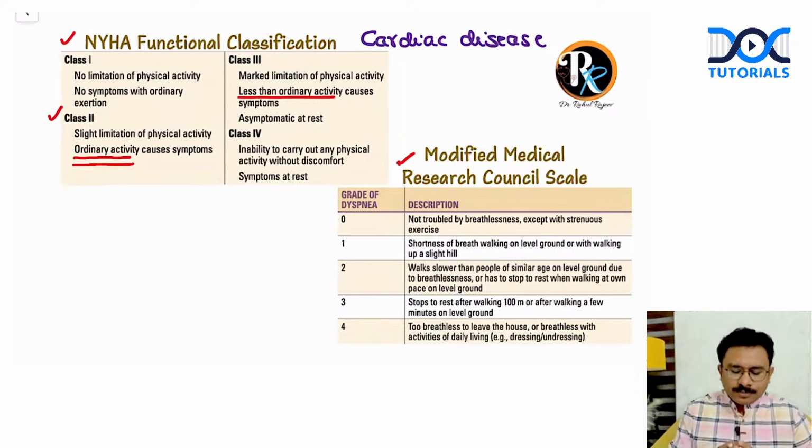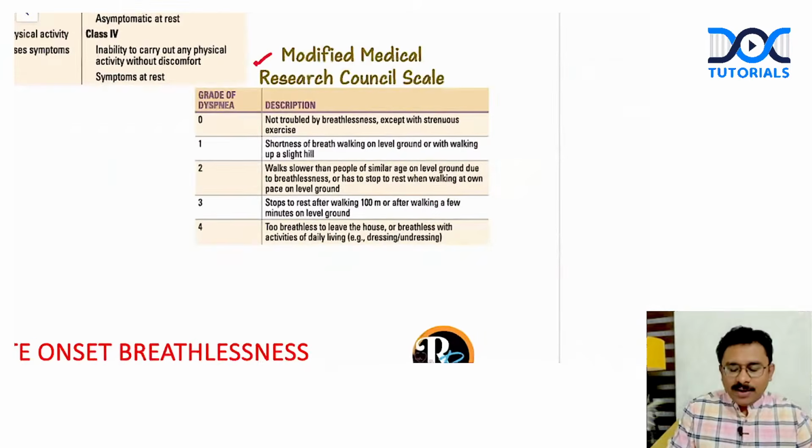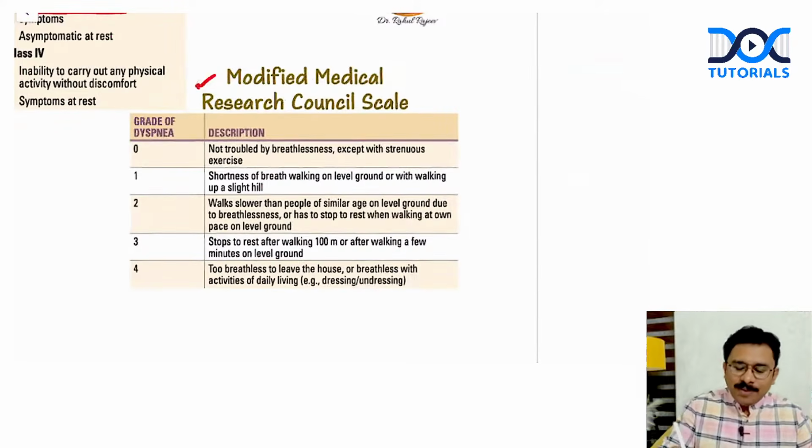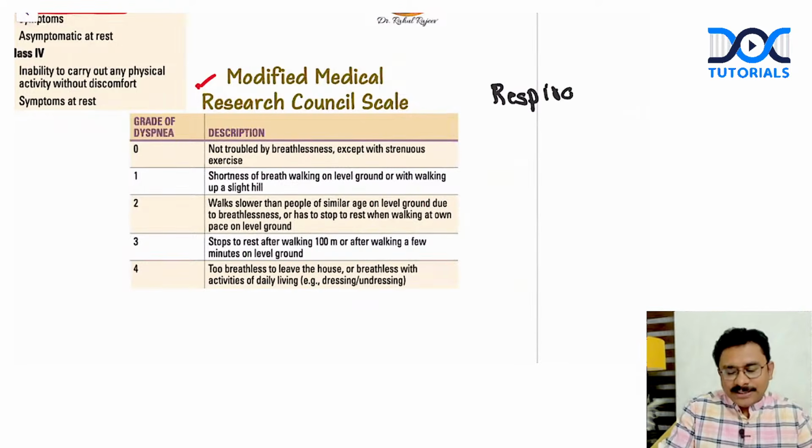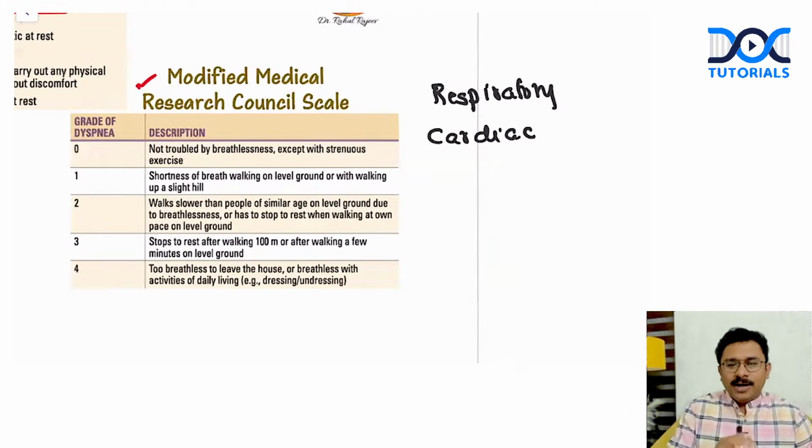Okay, right. Now coming to the MMRC. Now MMRC is again another grading of dyspnea. This can be applied not only to patients having respiratory disease, but even to patients having cardiac disease as well. So do not think that this is only for respiratory. Unlike NYHA, which is applied only for cardiac, MMRC is for respiratory and cardiac.